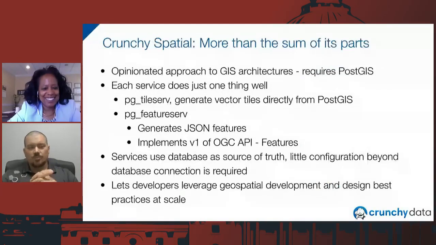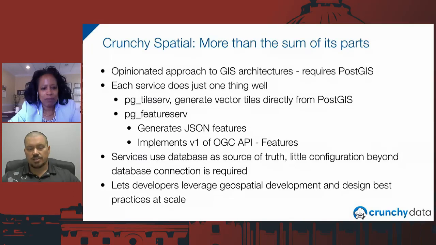So before we jump into the demo, I do want to spend a little bit more time on Crunchy Spatial. That really is kind of the core of what we're talking about today, right? Crunchy Spatial is our implementation of one of our services, PG Feature Serve, which is the implementation of OGC API Features, version 1 of that. But we decided to take an opinionated approach to GIS architectures.